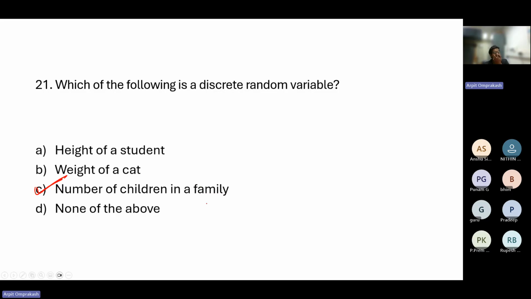Discrete random variables are variables which take on discrete values. So the number of children in a family will only have discrete integer values, 1, 2, 3, 4, 5, 0, something like that. Whereas the weight of a cat or height of a student can have continuous values. It can have 46, 47, or it can also lie anywhere in between them. Right. So therefore, these are continuous, and this is discrete.